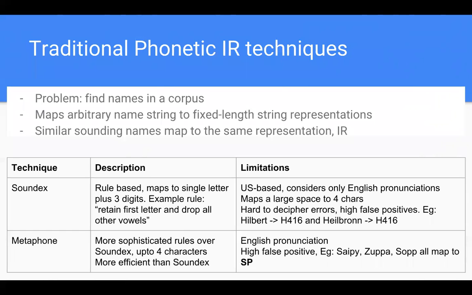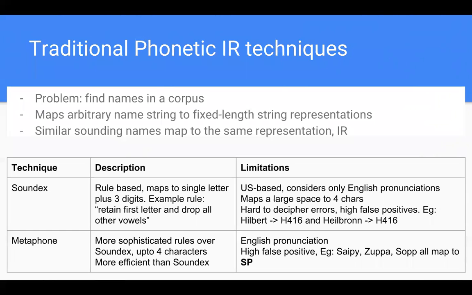The oldest technique is Soundex. What Soundex does is that it's a rule-based system. And by rule-based, what I mean is it's a bunch of case statements. Based on these rules, it transforms the input to a single letter and 3 digits after that. So one example rule is retain first letter and drop all other vowels.